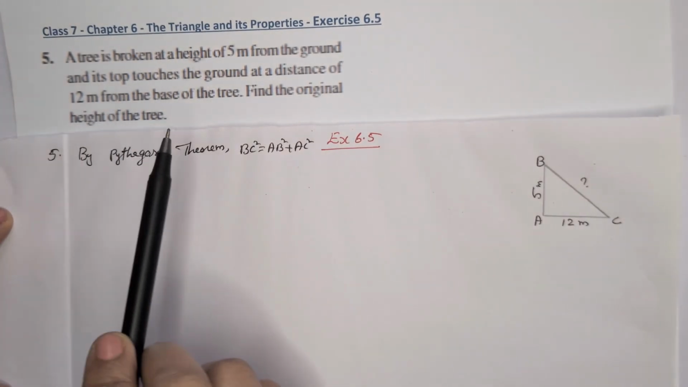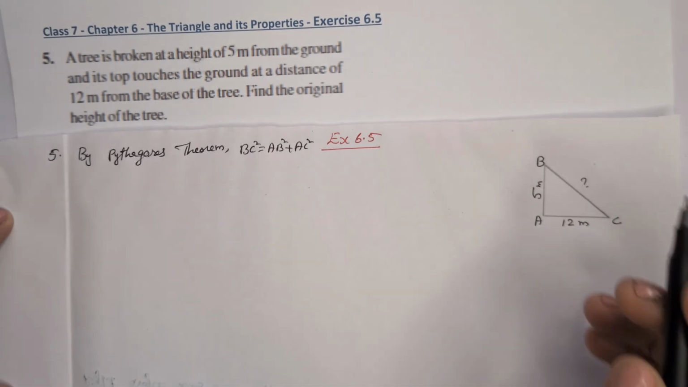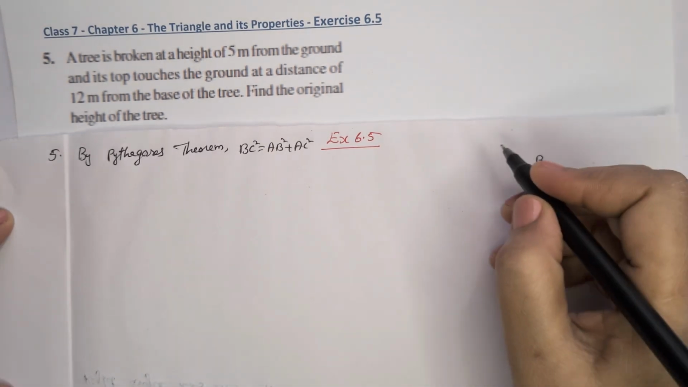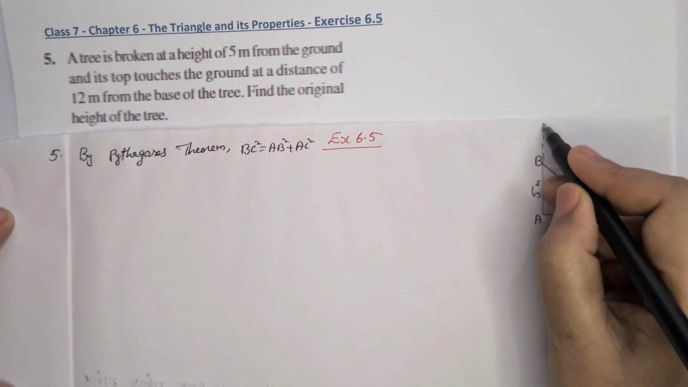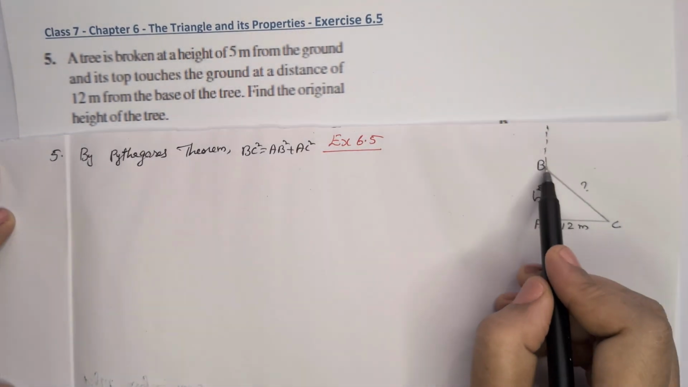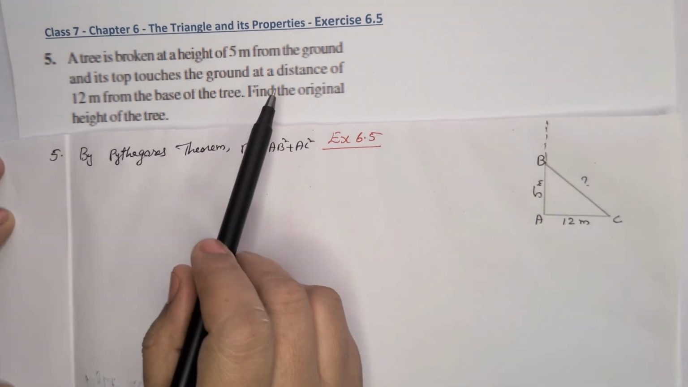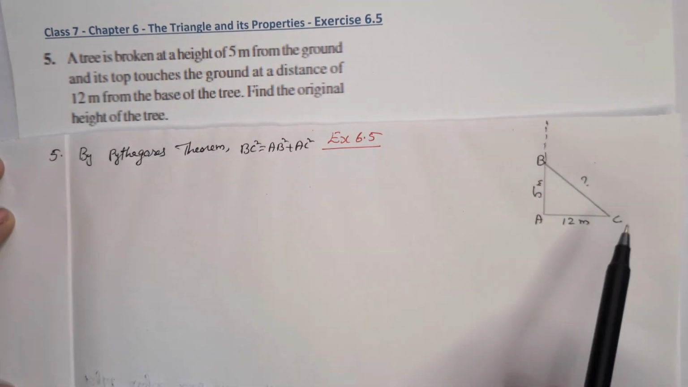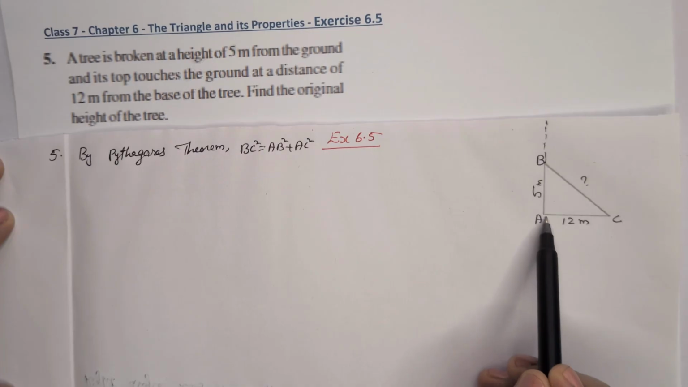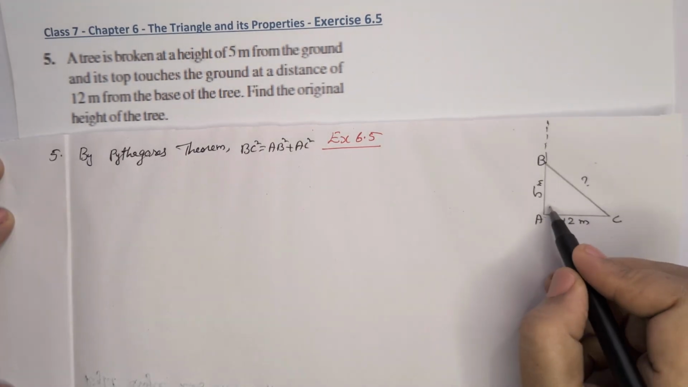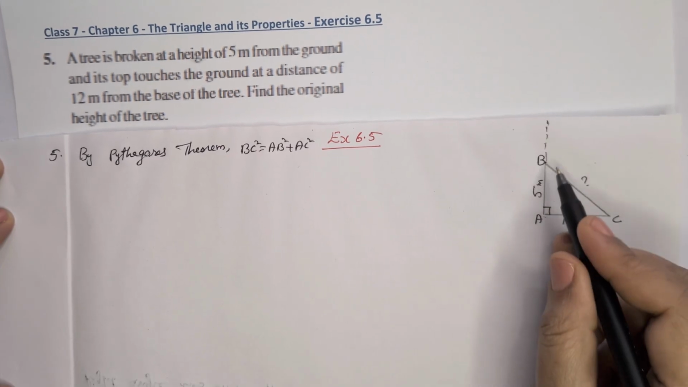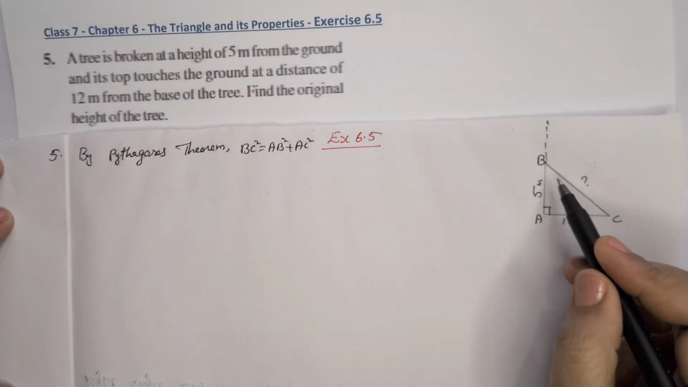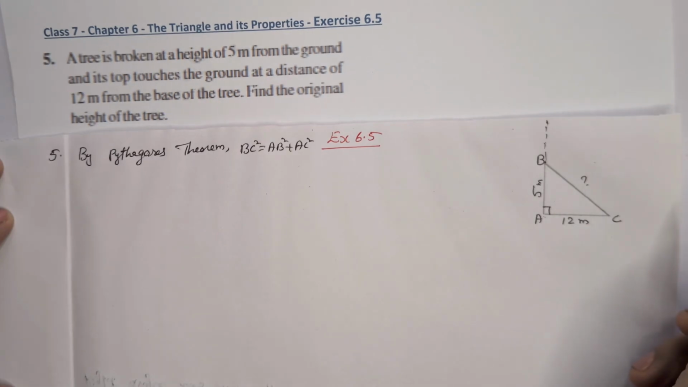Question number 5. A tree is broken at a height of 5 meter. So 5 meters here, and the tree was originally like that, and it's broken from here, the point B. Its top touches the ground at a distance of 12 meter from the foot of the tree. So we can consider the tree as a perpendicular, this angle is 90 degrees, and this forms a right angle triangle. Find the original height of the tree.